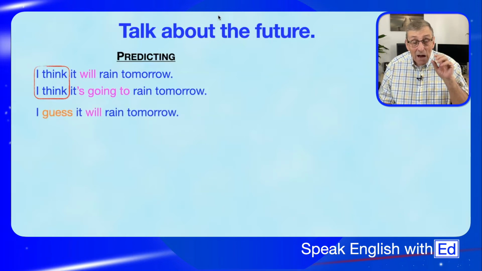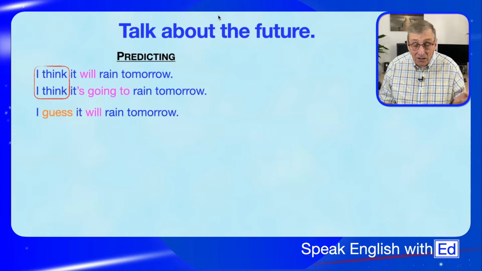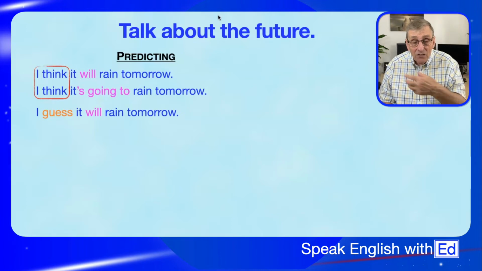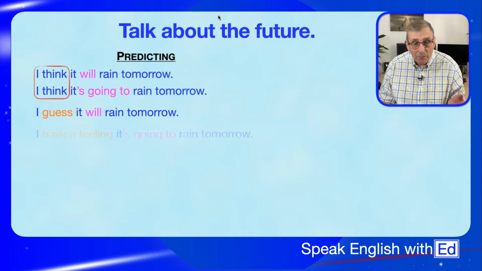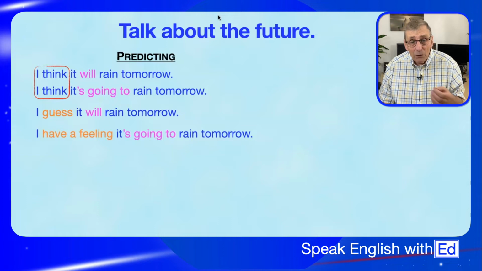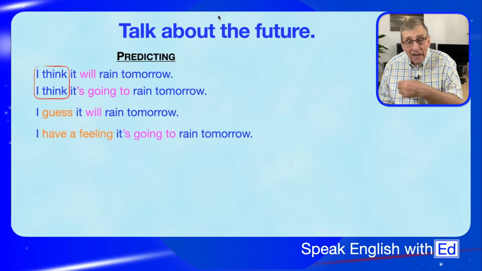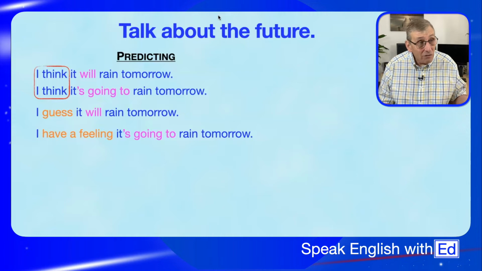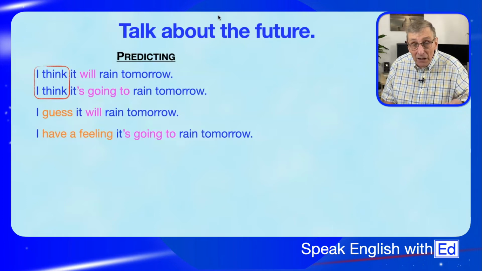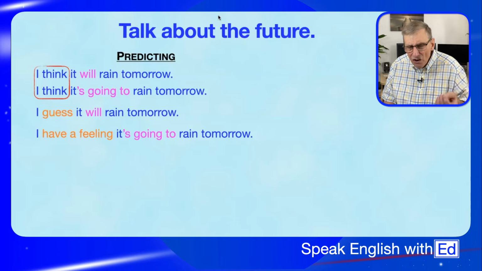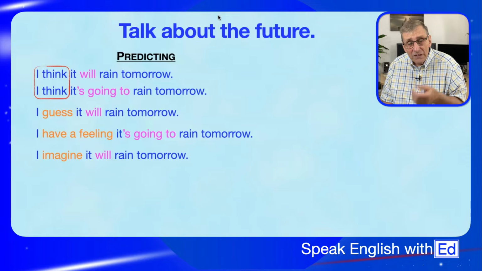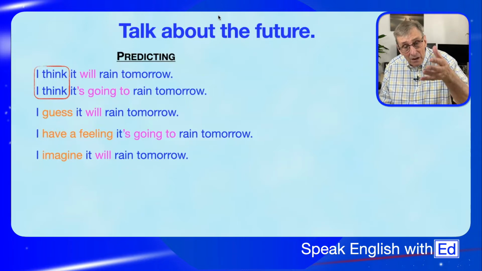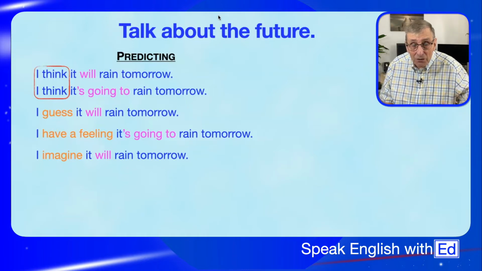You can use I guess. I guess is saying that you don't really know, you're just guessing that it's going to rain tomorrow. So you're making a prediction. It's just the same. I have a feeling it will rain tomorrow, or I have a feeling it's going to rain tomorrow. For whatever reason, you've got a feeling, you're making a prediction because you don't know. You've just got a feeling, right?